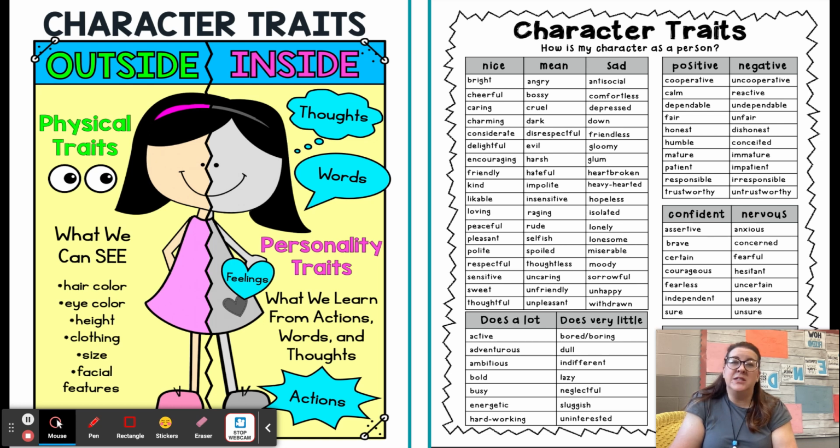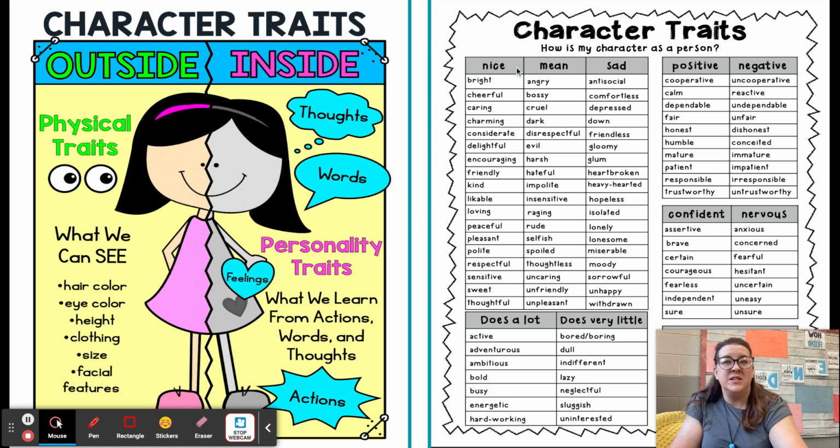Well, today I want us to look beyond those general words, those words that we've used forever. They're tired. We need to change those into fresh words. And so today on your task on slide number 2, I have this character traits list. In gray, I have some words that say nice and mean and sad, positive, negative, confident, nervous, does a lot, does very little. And I want you to not use the words that are in the gray boxes, but choose words that are synonyms from there.